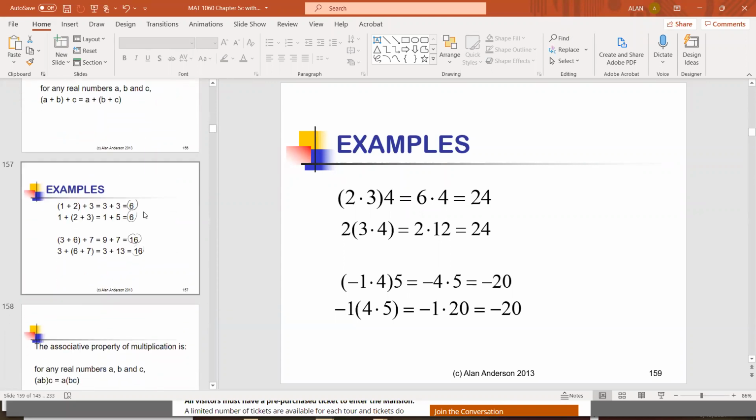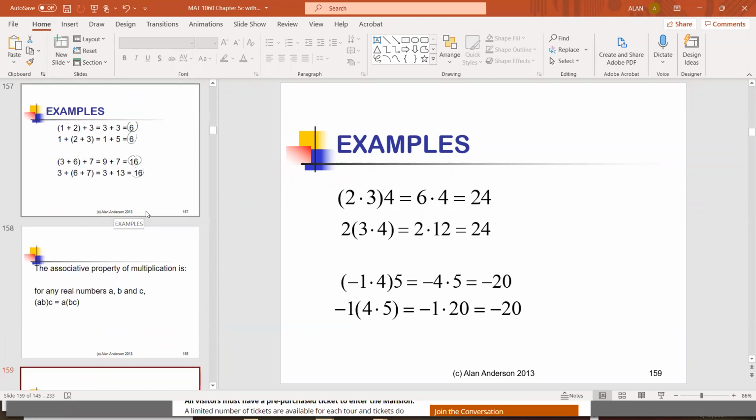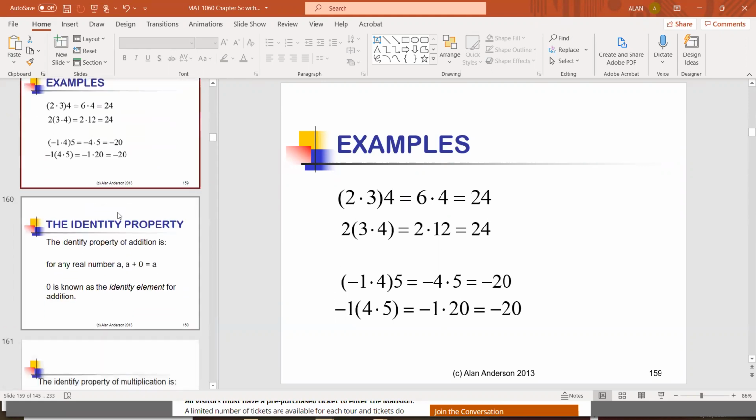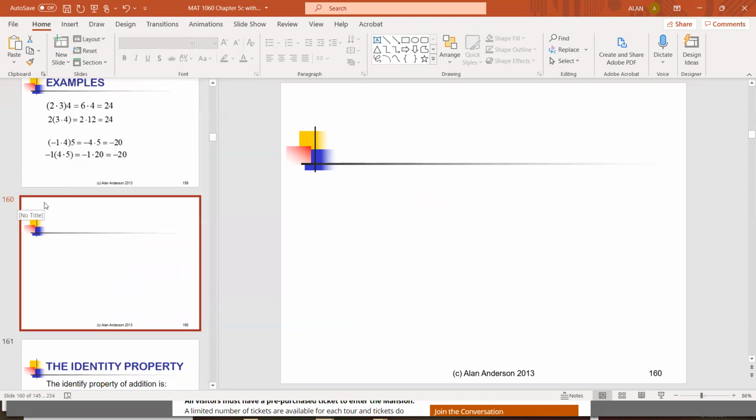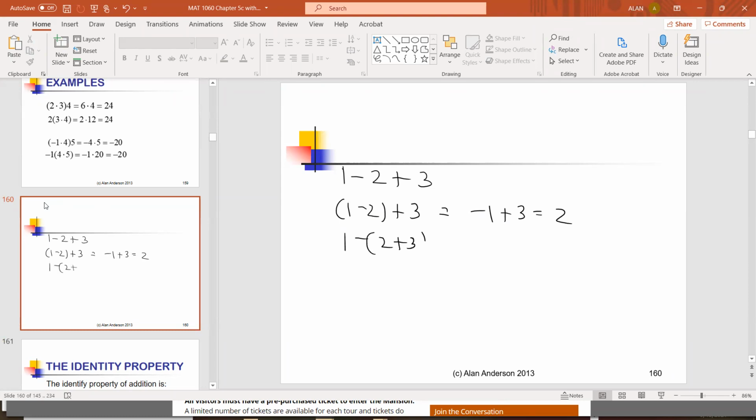Now, it may not be the case for everything. Let's see what we can do with subtraction and division. Suppose I have this. I'll start with 1 minus 2 plus 3. I'll rewrite this, and now I'll write it like this. You see, we're in trouble, aren't we?